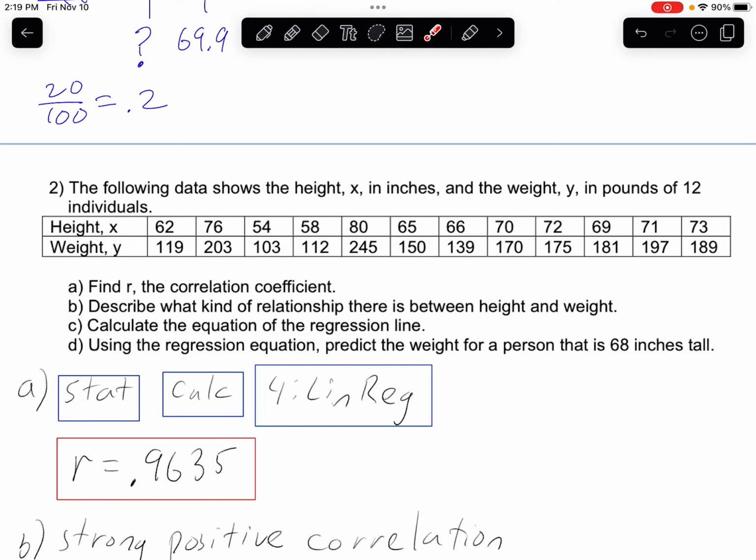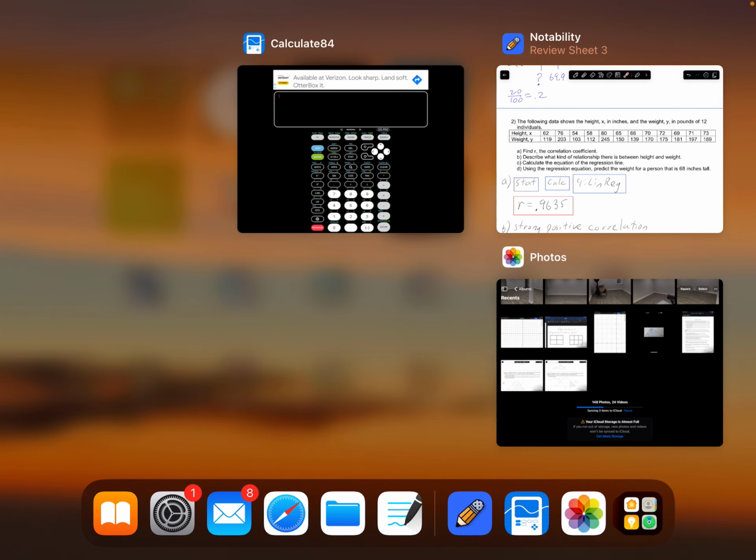Number 2 on this review sheet, finding correlation and linear regression, means we're going to take this data and calculate a linear regression from the stat and calc menu items. Before we do that, we have to be able to input all of this data into the calculator, preferably under the lists L1 and L2. So let's take a look at that.